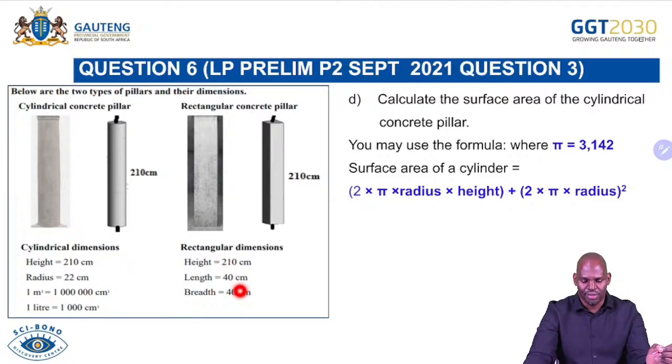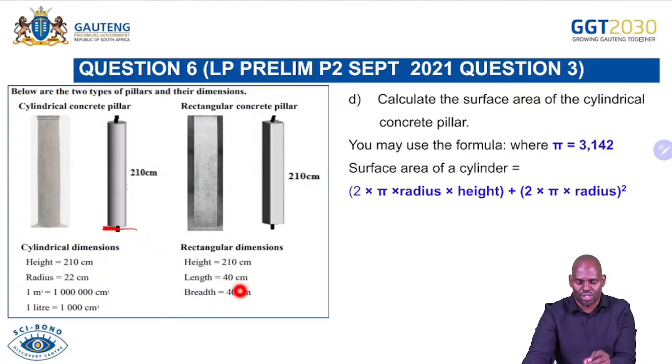Then D. It's calculate the surface area of the cylindrical concrete pillar. The cylindrical concrete pillar is this one, where the information is given. Then they say you may use the formula where pi is 3,142.